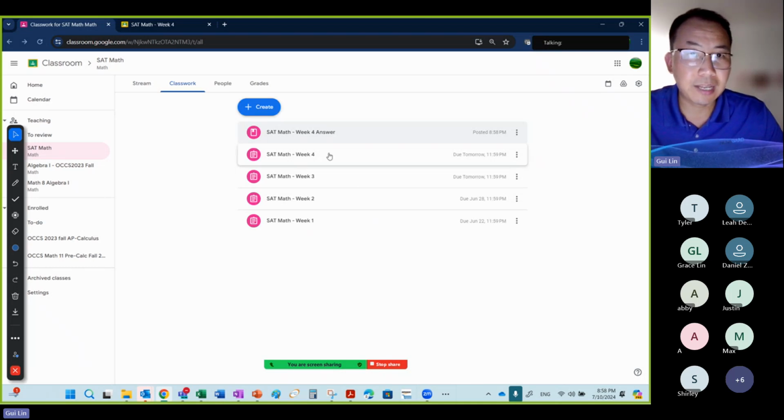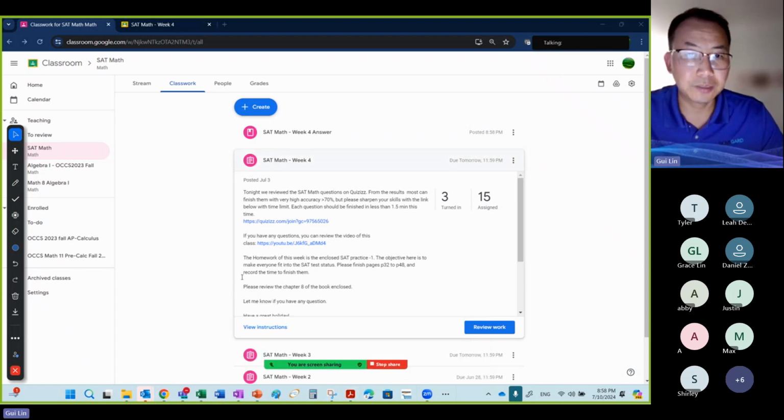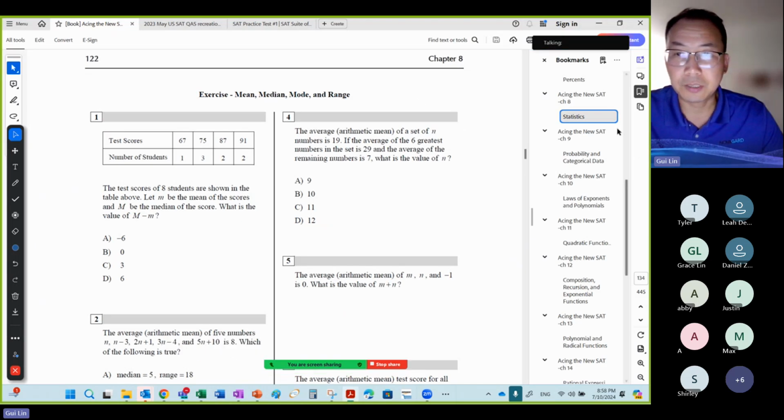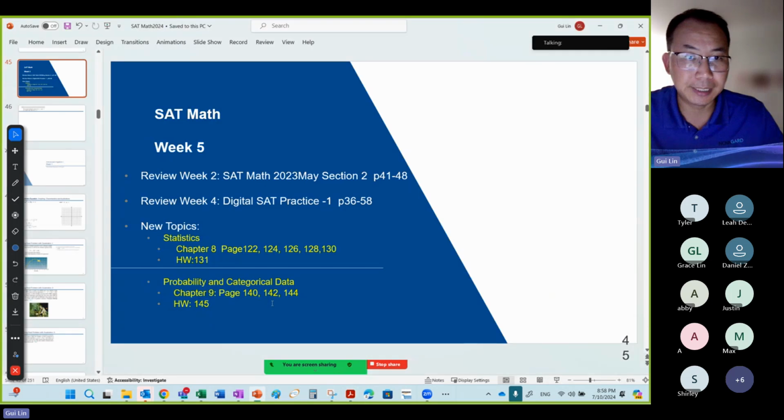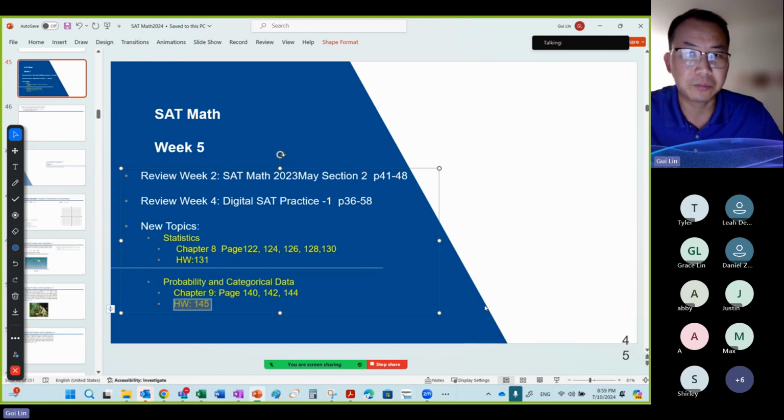At the same time, don't forget to use this book that you guys have. We want you to put some time on statistics and probability. So for another part of the homework, I will send the page 131 here. These two pages are not too much additional. Let you practice statistics, probability, and categorical data here.